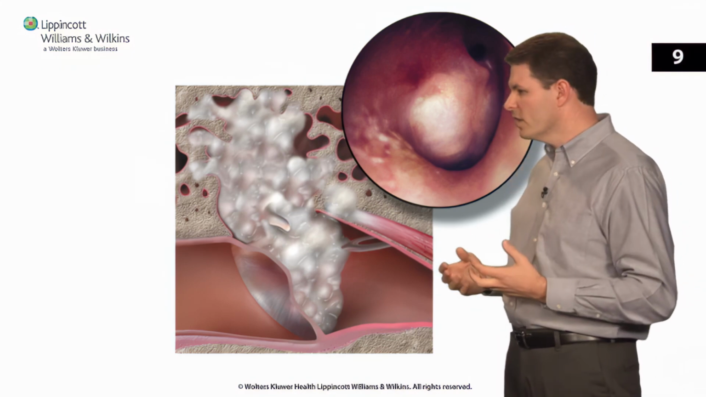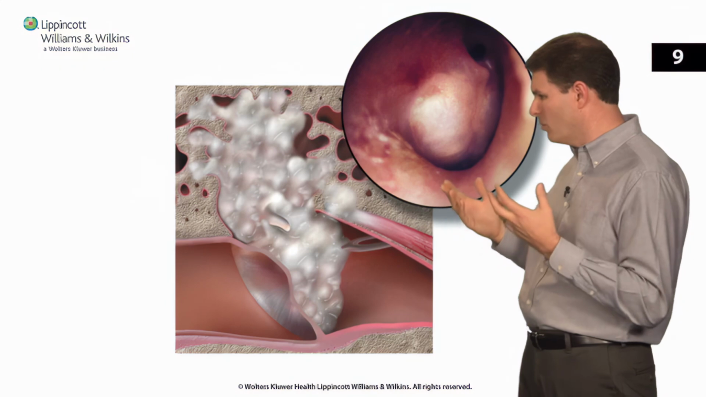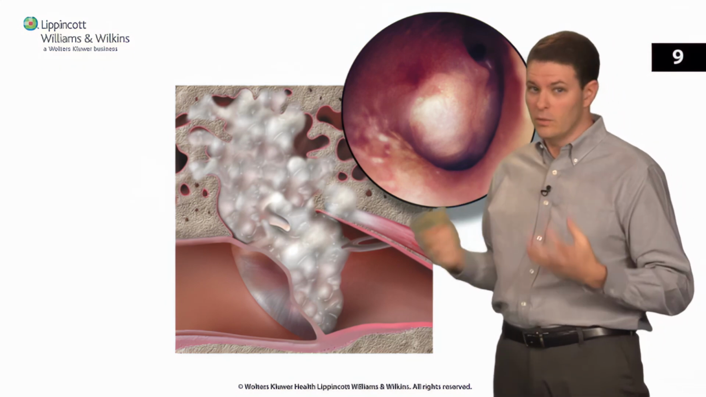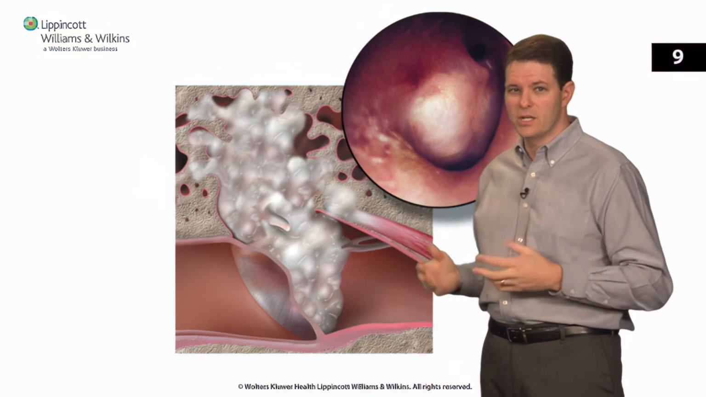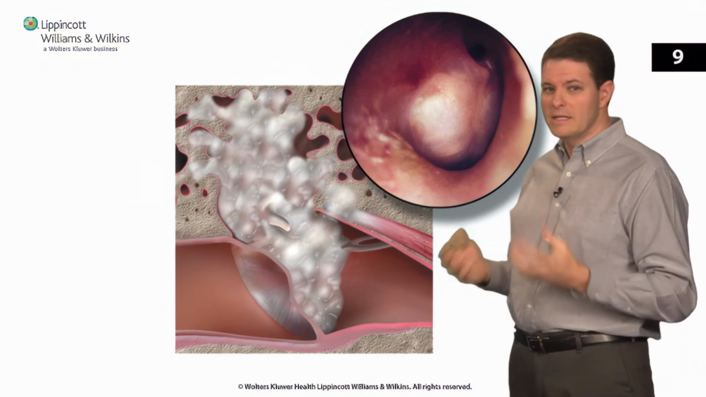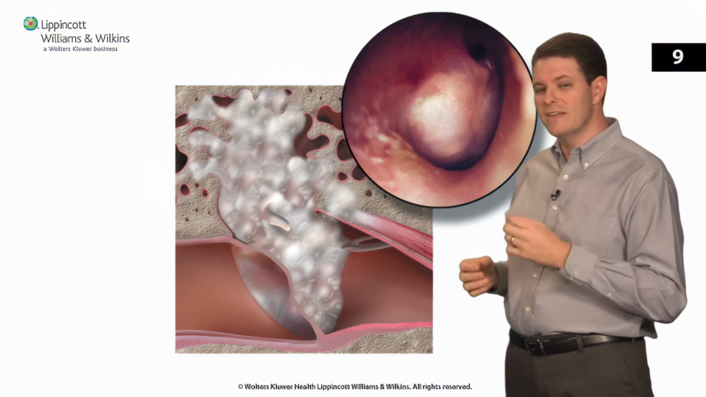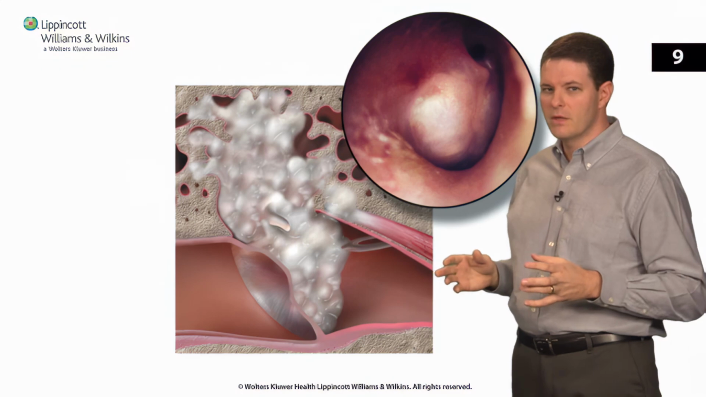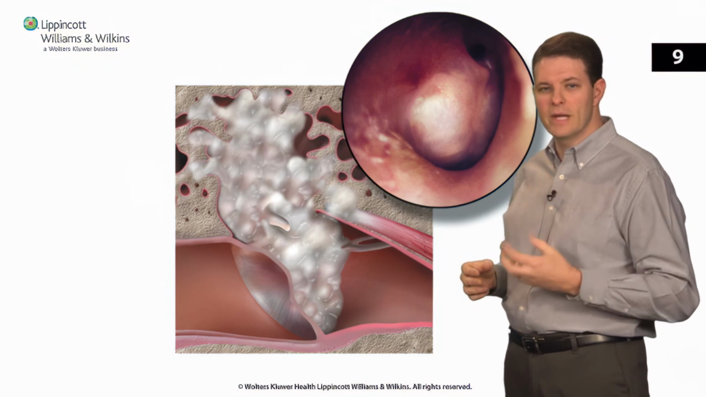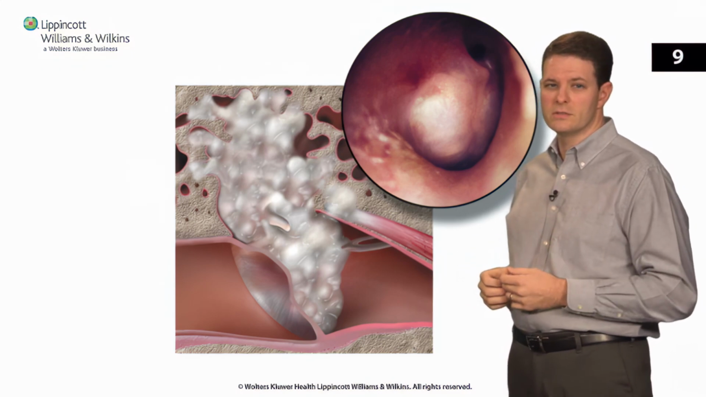Now, the first time I ever saw cholesteatoma, I looked in the patient's ear and I said, "What in the world is that? I don't know what it is, but it ain't normal." And I sent the patient to the ENT that day. The ENT recognized it and did surgery to remove it that same week. You don't want to mess around with these. So the treatment is tympanomastoidectomy with reconstruction of the ossicles.